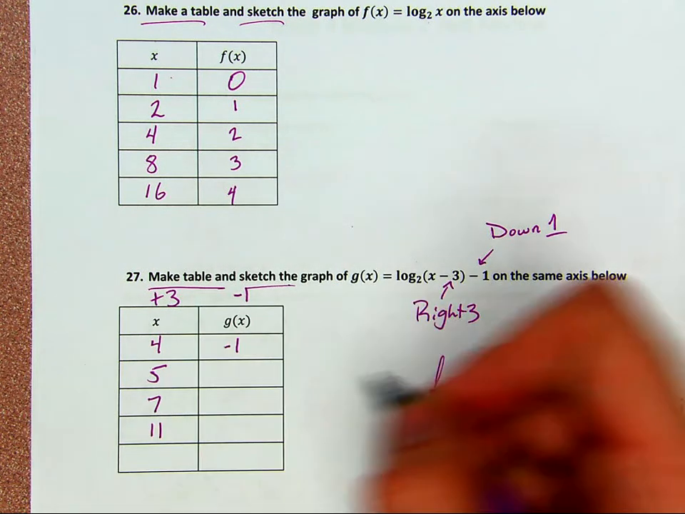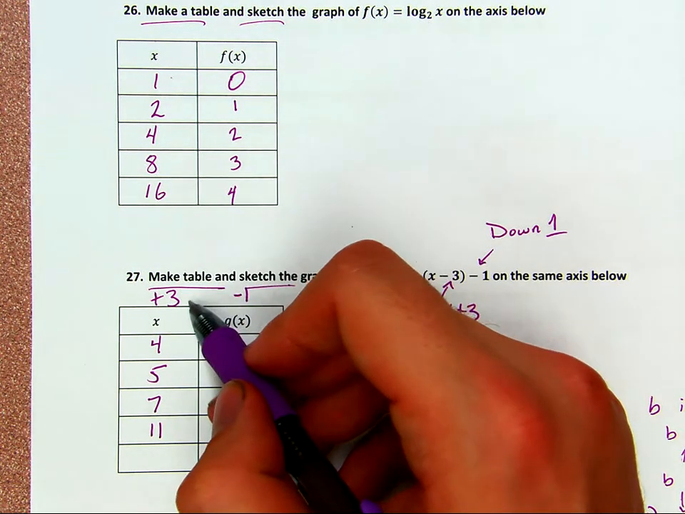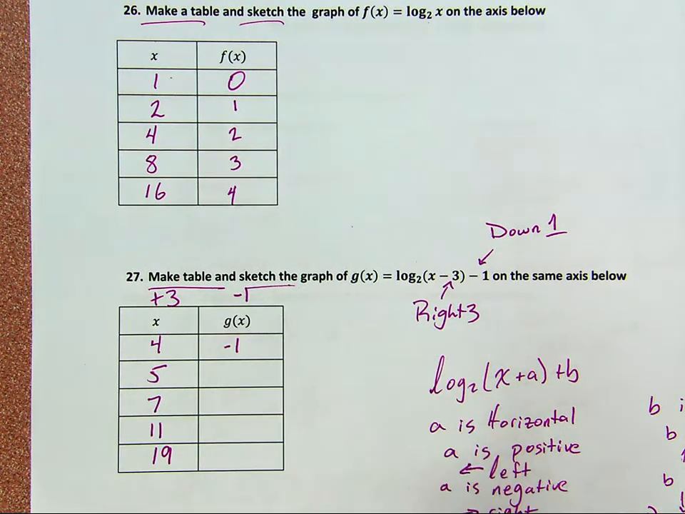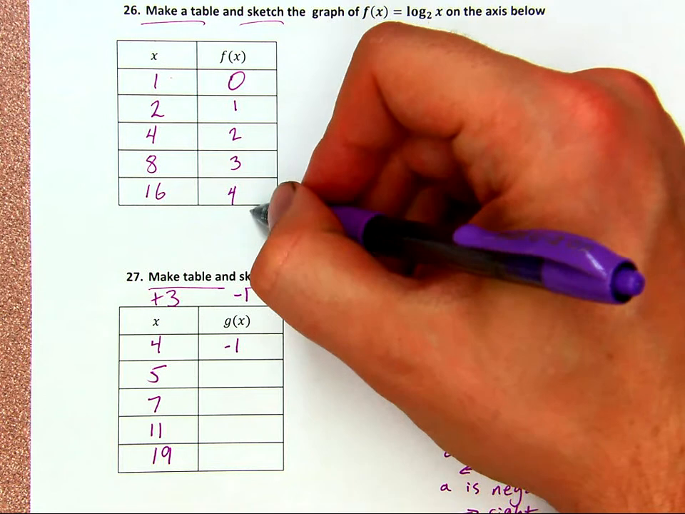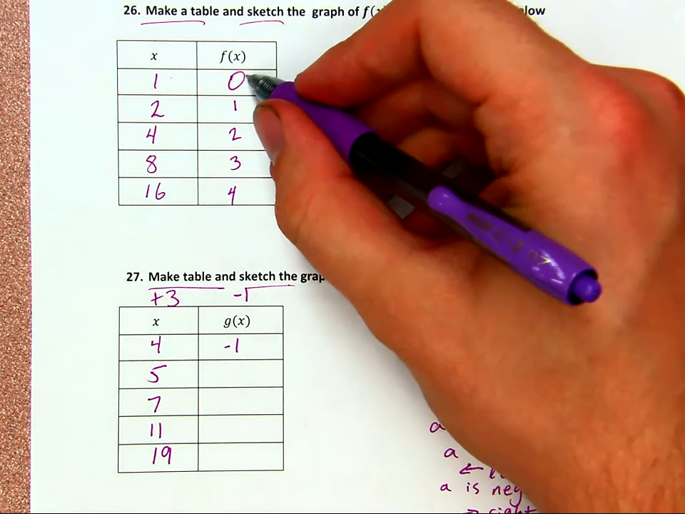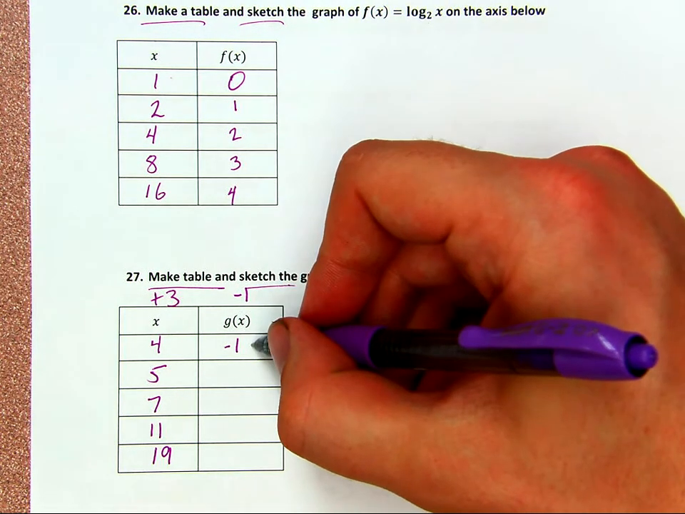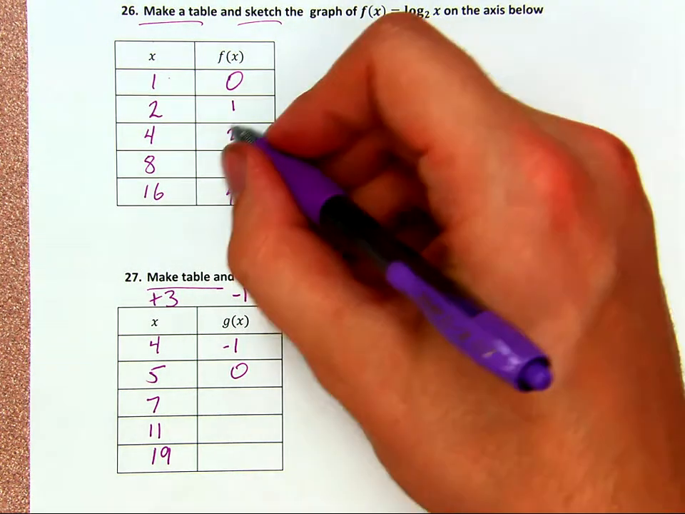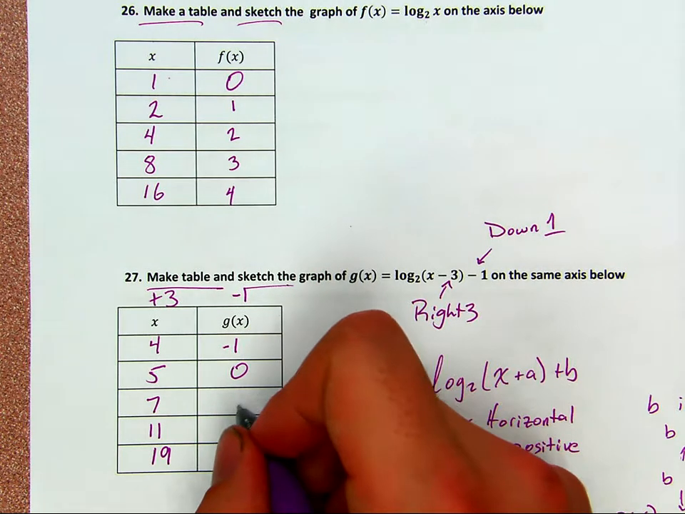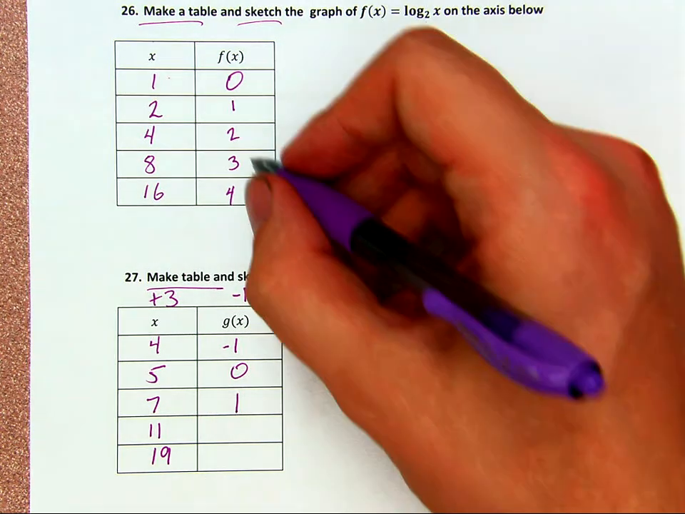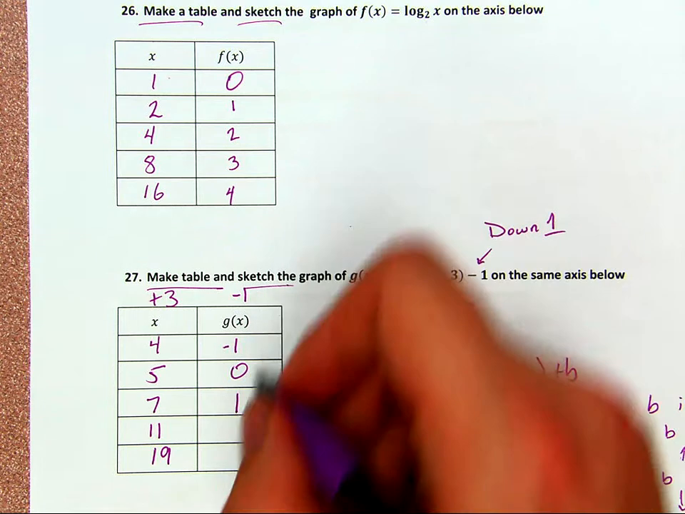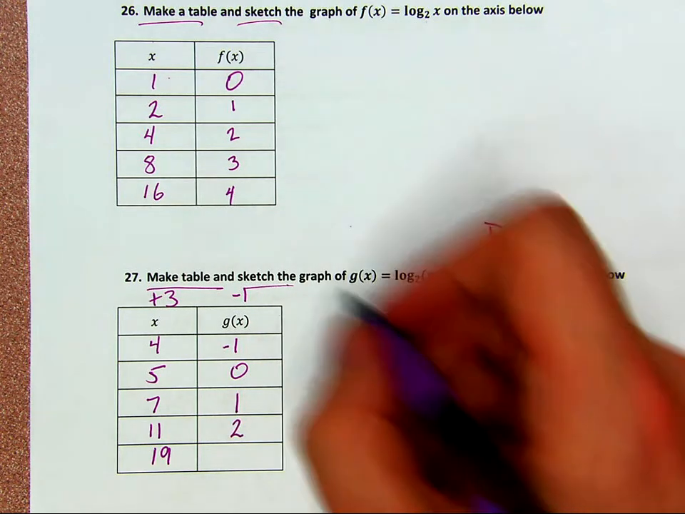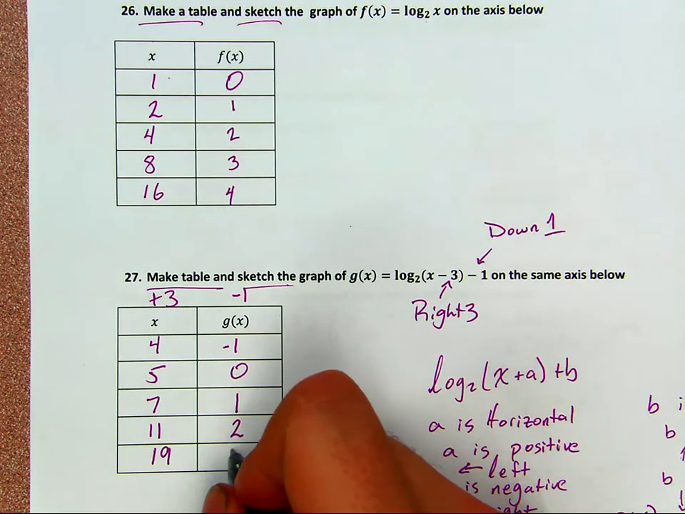Next, we want to take all of these y values and subtract 1 from those. So 0 minus 1 is negative 1. 1 minus 1 is 0. 2 minus 1 is 1. 3 minus 1 is 2. 4 minus 1 is 3. Now, this table here is representing our graph of log base 2 of x minus 3, minus 1.